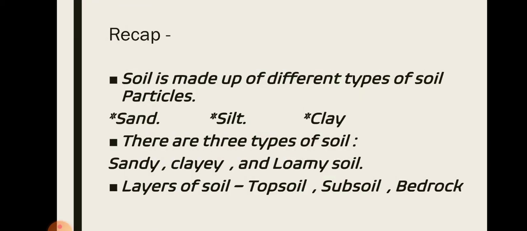Let's summarize what we have learned. Soil is made up of different types of soil particles: sand, silt, and clay. There are three types of soil: sandy soil, clayey soil, and loamy soil. Topsoil, subsoil, and bedrock are three layers of soil.